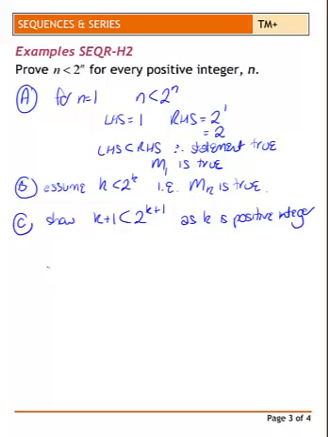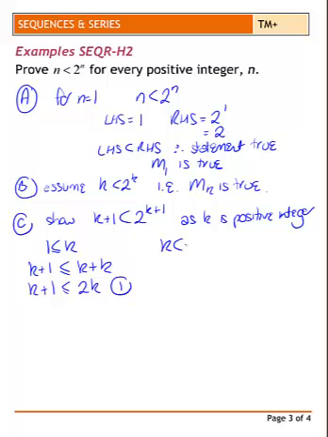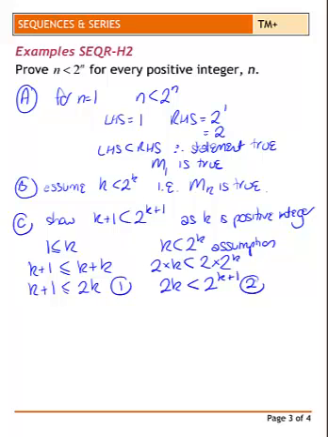Now from there, you know that 1 is less than or equal to k. So k plus 1 must also be less than or equal to k plus k. So k plus 1 must be less than or equal to 2k. That's equation 1. k is less than 2 to the k, which is from my assumption. So that means 2 times k must also be less than 2 times 2 to the k. So 2k must be less than 2 to the k plus 1. And that's my equation 2.